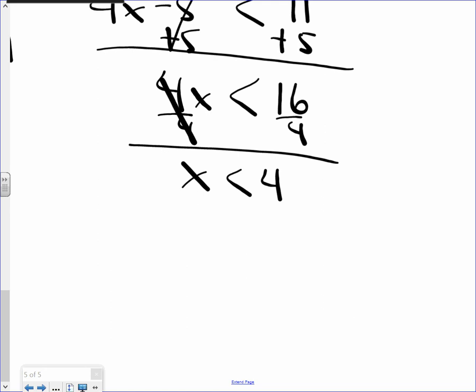Let's graph this puppy, though. Because you'll have to graph on tomorrow's test. Just FYI. Only for inequalities.